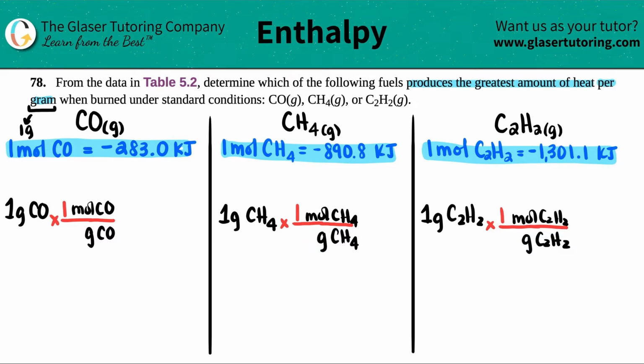Okay, so I'm going to start with CO. I just take literally 1 carbon and 1 oxygen. 12.01 plus 16, I get 28.01. Let's do methane. 12.01 plus 4 times 1.008, I get 16.042. And then let's do acetylene. 2 times 12.01 plus 2 times 1.008.